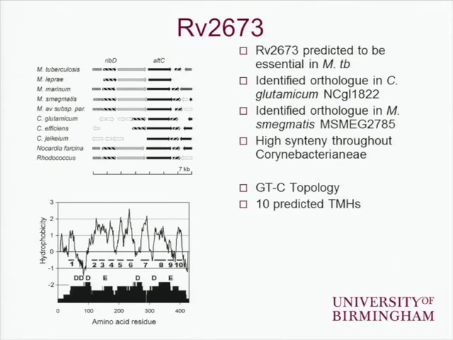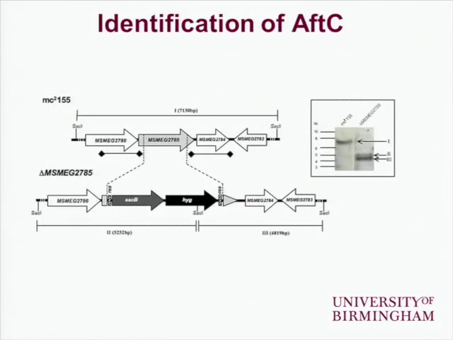So I'm going to talk a little bit about this gene, Rv2673, at the time. We identified that it was in Corynebacteria, also in smegmatis. It looked like a GT-C. Using a method developed by Bill Jacobs at Albert Einstein and currently used by Dr. Apurva Pat in the lab, we were able to generate a deletion mutant in Mycobacterium smegmatis using his phage technology.